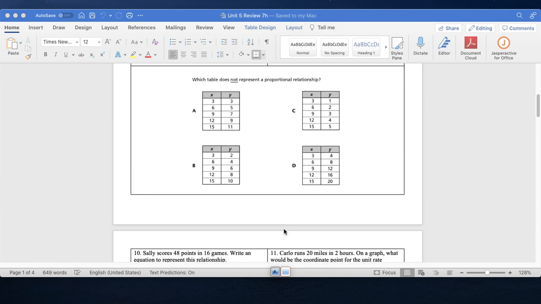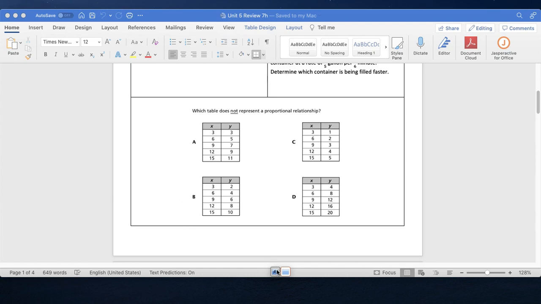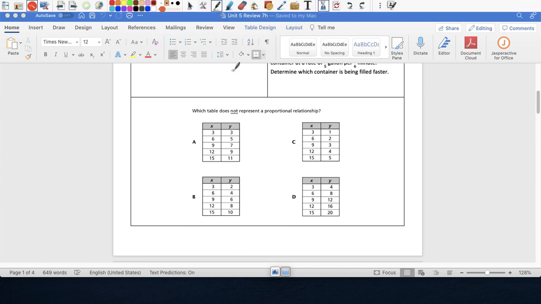Which one does not represent the proportional relationship? Well, think about this. How does a 3 become a 3 times 1? How does a 6 become a 5? Is it times 1? No, it's not. So this is not a proportional relationship. How does a 3 become 1? Divide by 3, or times 1/3. How does a 6 become 2? Times 1/3. How does a 9 become a 3? Times 1/3 or divide by 3. How does a 12 become 4? Times 1/3. So this one is proportional.